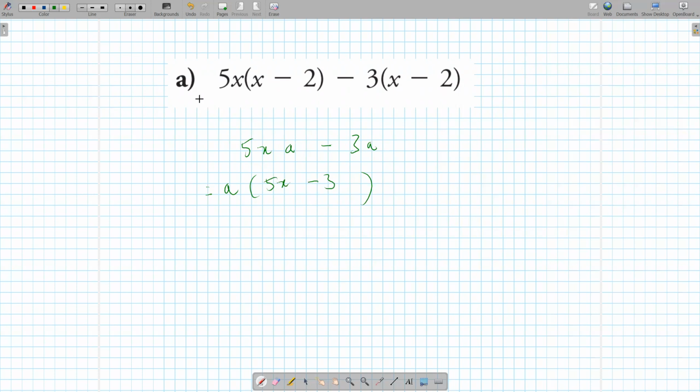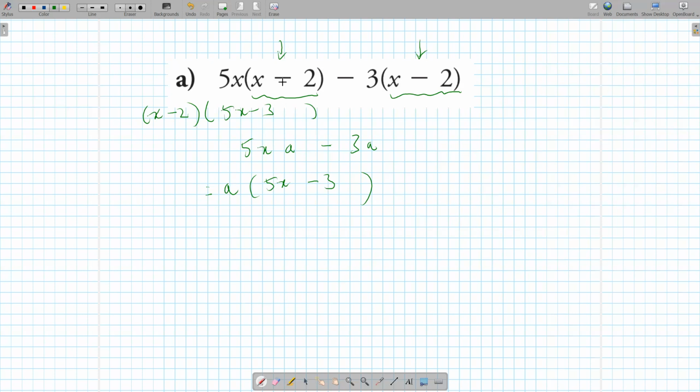Now in this example, we're gonna treat this bracket as an a, okay? Notice how they both have that bracket in common. So we're gonna pull out that entire bracket. That's gonna look something like this. x minus 2, we've pulled it out. What's left? So we pulled out the bracket. What else is left? 5x minus 3. Yes. Okay, you understand that?